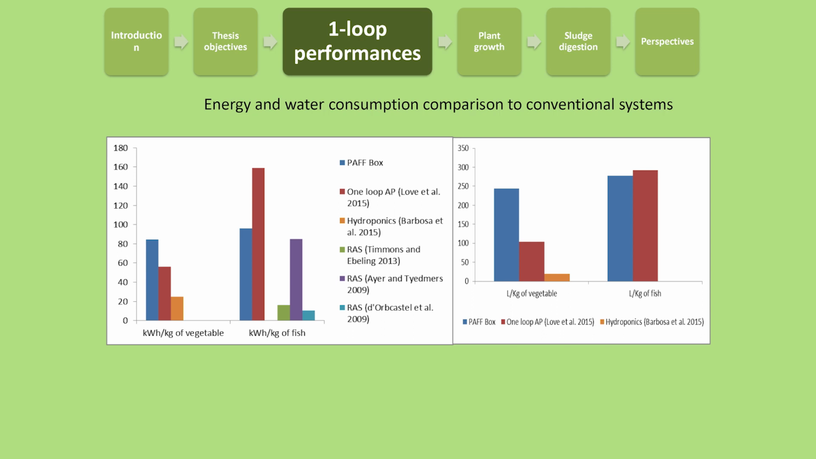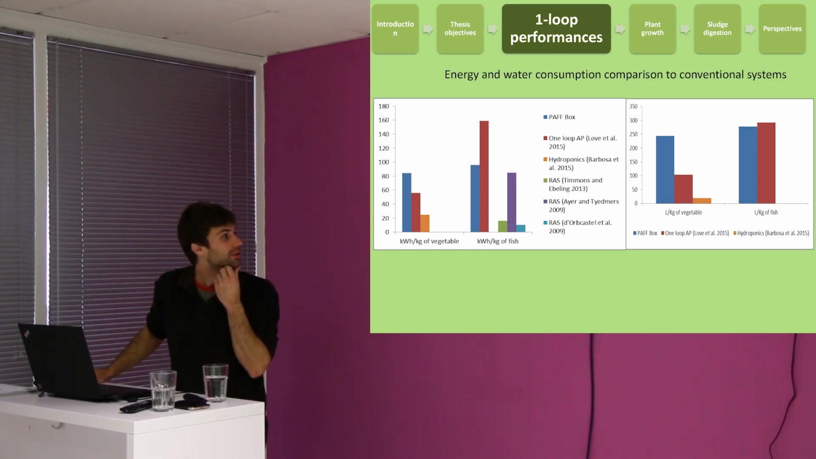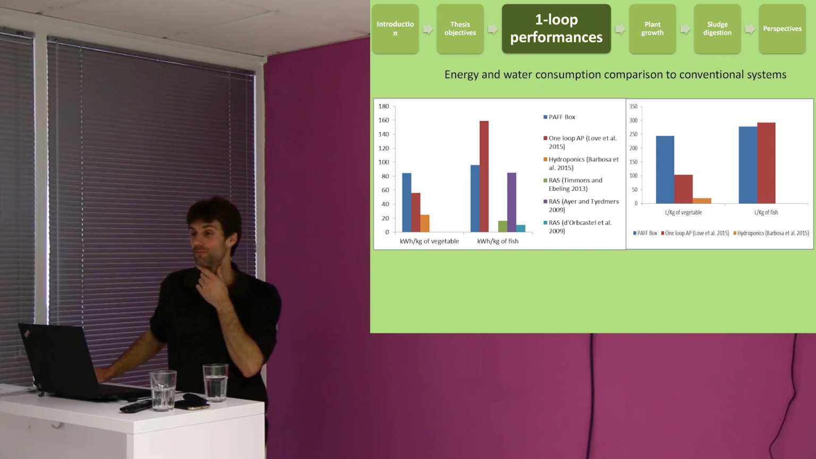The Rakocy book is in blue, so you can see that for vegetables we use more energy than another study about one loop system, and then data from a hydroponic greenhouse. For the fish production, we were quite in the average, but some recirculating aquaculture systems are very low here. I found some data.